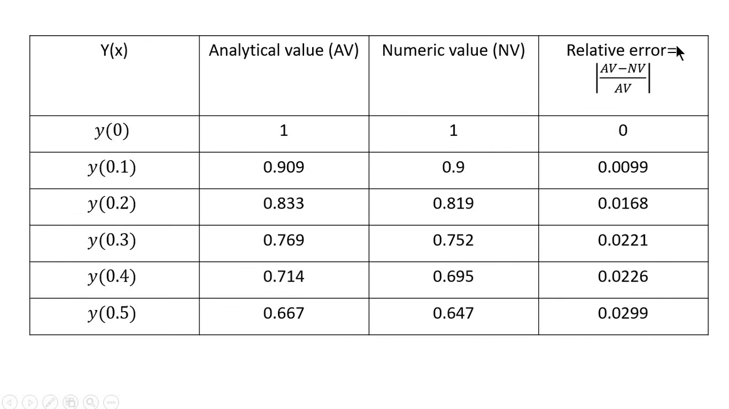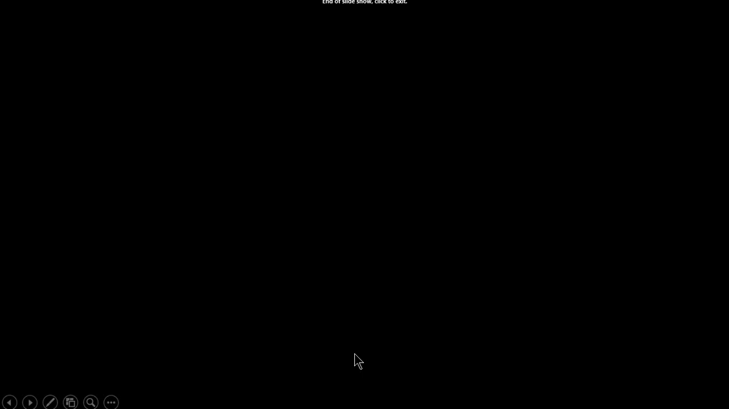Now to compute the relative error, use this formula, that is modulus of analytical value minus numerical value divided by analytical value. Now these are the relative errors obtained by using numerical methods to find out the solution of the ordinary differential equation. I hope you have understood this.